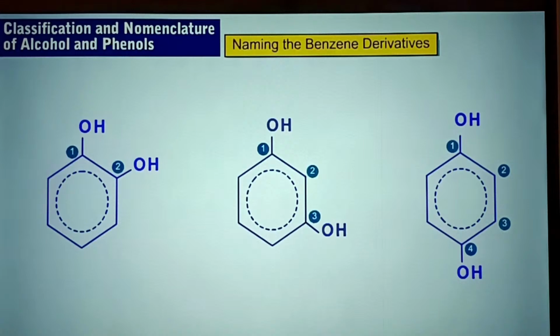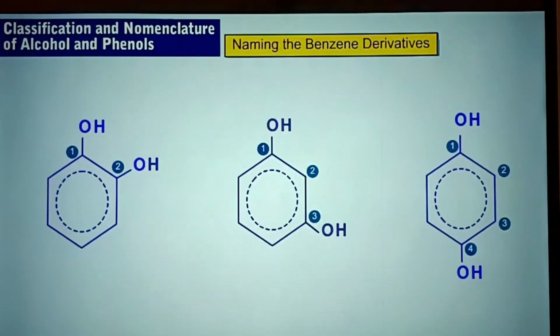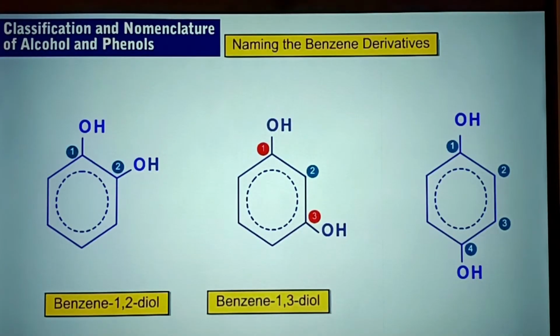In IUPAC nomenclature, dihydroxybenzene derivatives are named as diols. Numbers give the location of the hydroxyl groups. Shown here are 3 examples from left to right. They are benzene 1,2-diol, benzene 1,3-diol, and benzene 1,4-diol.